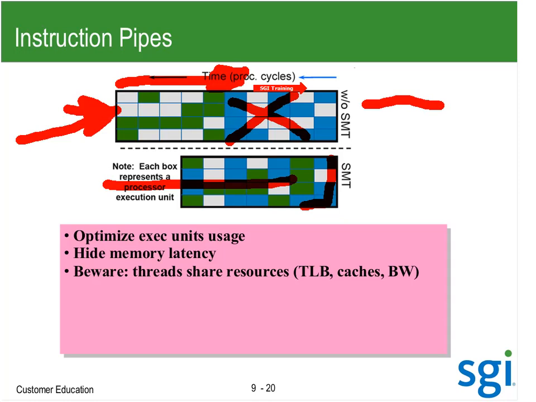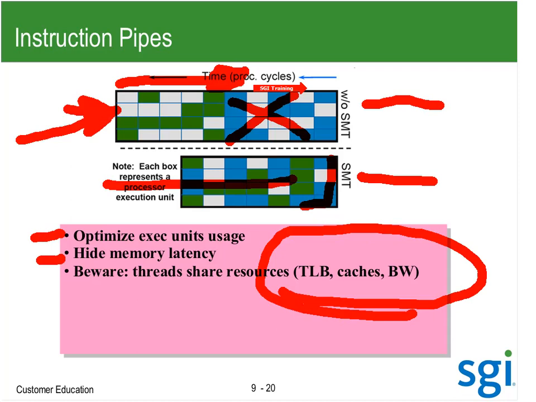And then we've got to wait a certain number of clock periods for that instruction pipe to get filled up again and packed with instructions. So by using SMT, we're able to optimize my instruction units, hide my memory latency, but we still have sharing between the TLBs, the caches, and the bandwidth off the memory.